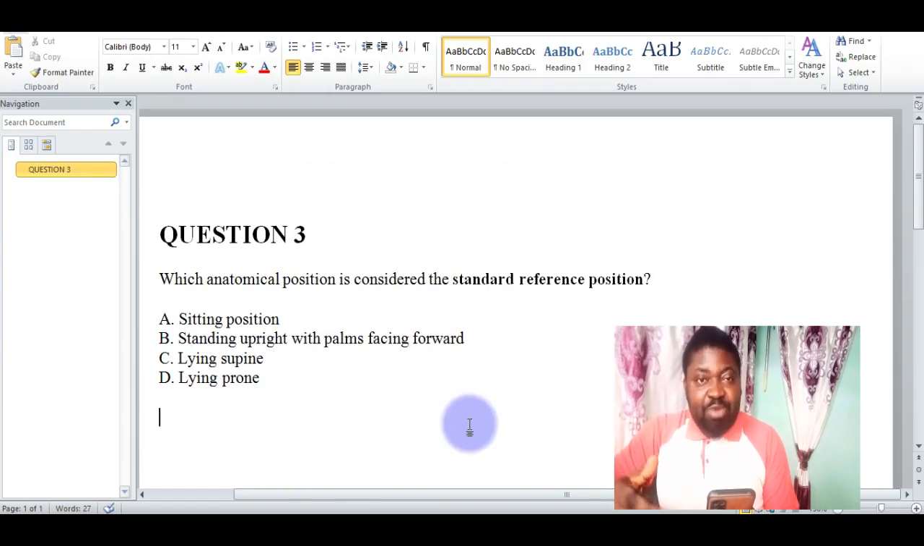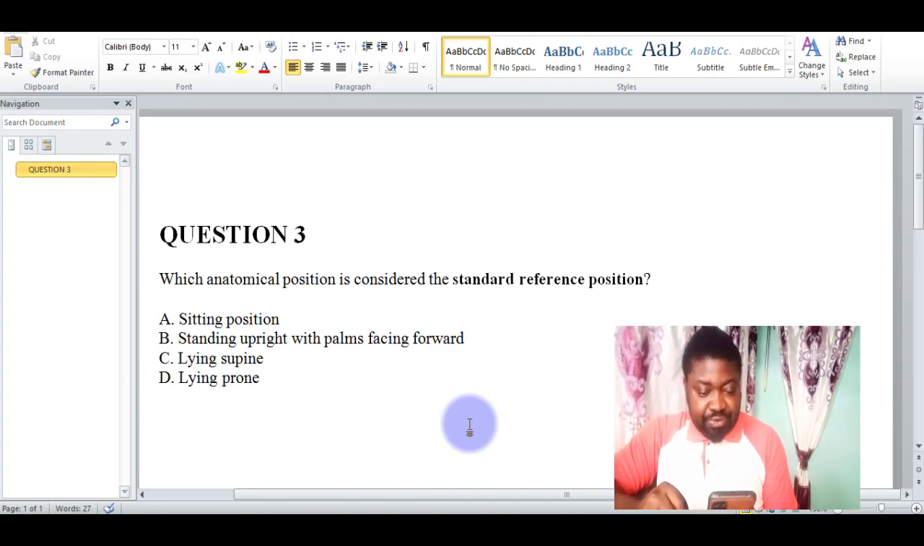Which anatomical position is considered the standard reference point? We have A, sitting position, B, standing upright with palms facing forward, C, lying supine, and D, lying prone. The correct answer in terms of the standard anatomical position is standing upright with the palms facing forward. That is the standard reference position.